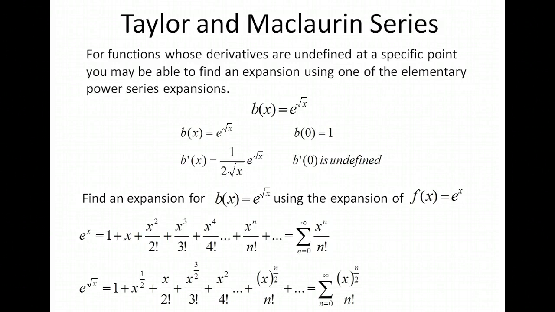And we obtain this function, 1 plus x to the 1/2, replacing x with square root of x, and x squared just gives us x. Replacing x with the square root of x in x to the third gives us the square root of x to the third, or x to the 3/2. So we can see a pattern in our exponents pretty easily. That gives us x to the n over 2 over n factorial, and we're going to take the sum of n equals 0 to infinity.